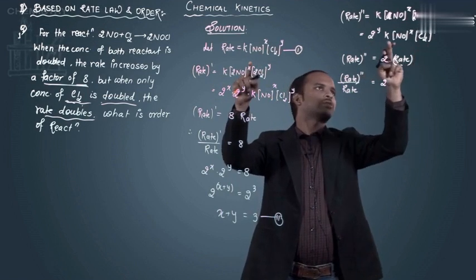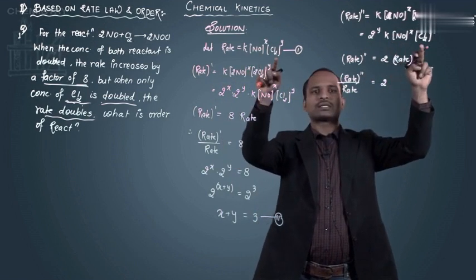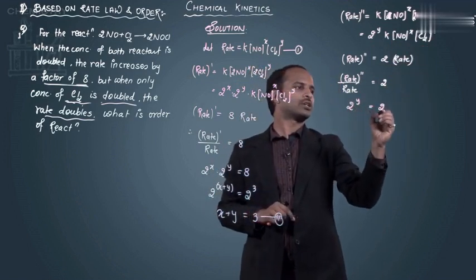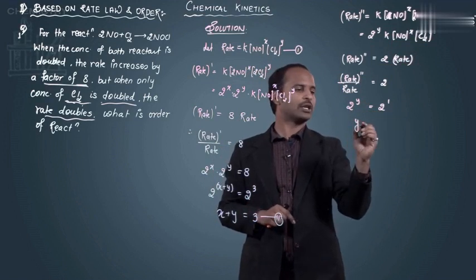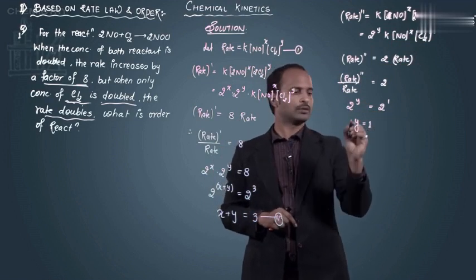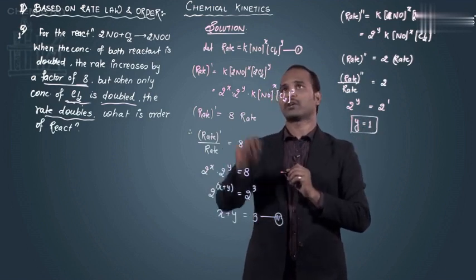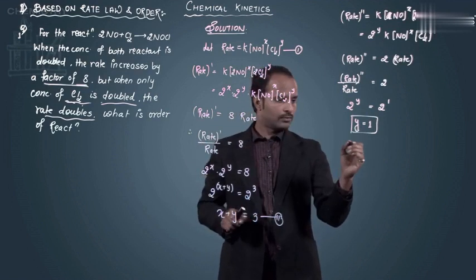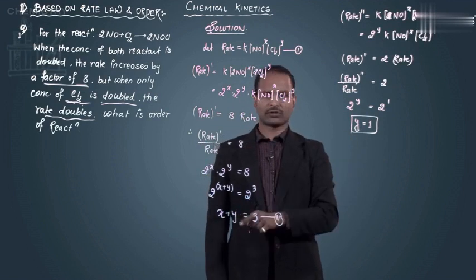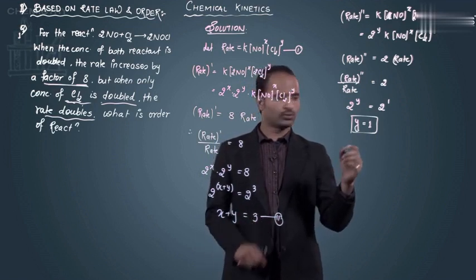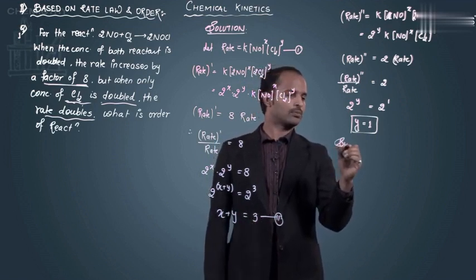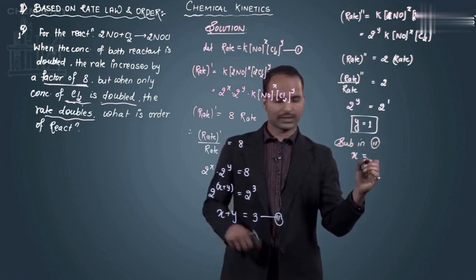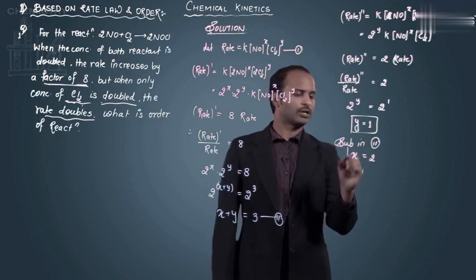So if I substitute the values, this K, NO raised to X and Cl2 raised to Y will get cancelled. So only 2 raised to Y is left. This 2 raised to Y is 2, or I can say 2 raised to 1. So here the Y value is 1. So Y is 1. Y means the power of Cl2. Now, to get the value of X, substitute this Y equal to 1 in equation 2. So we will get the value of X as 2. So we get a value for X also.